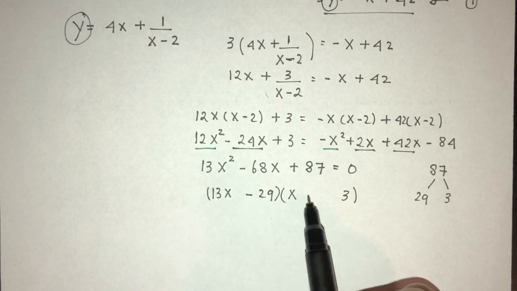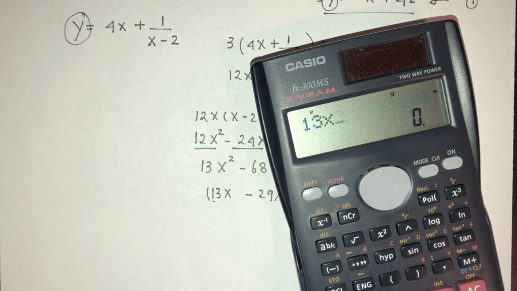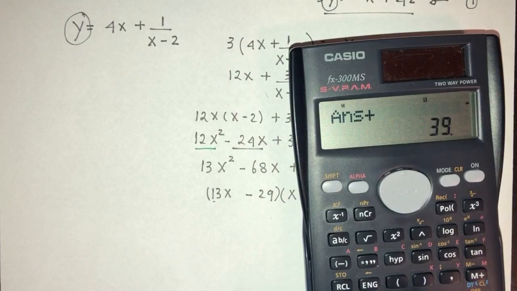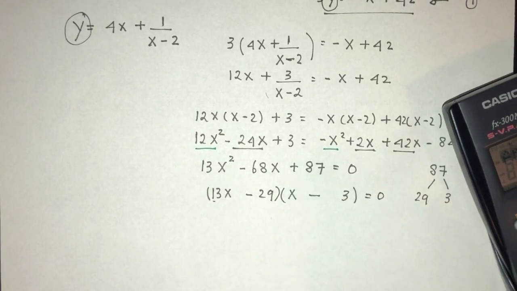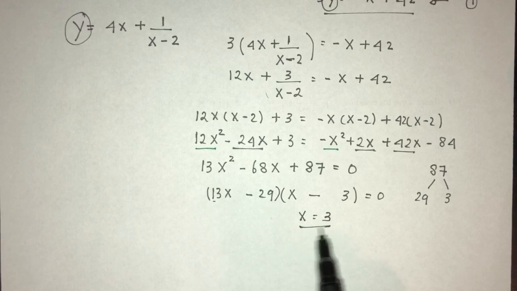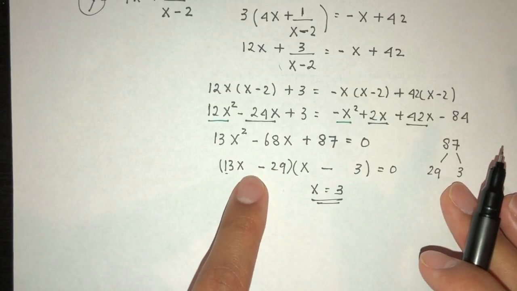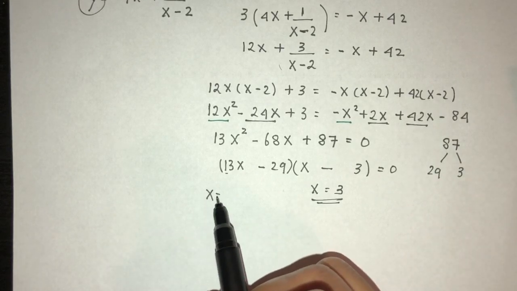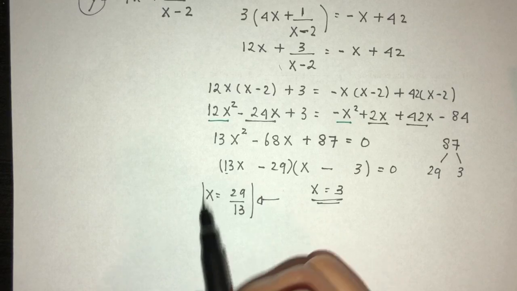So 13 times 3 plus 29, that should be 68. So that is a good factorization. So basically the value of x is equal to 3, which matches the first value of x. Now for this one, x will be equal to 29 over 13. This is your answer for part 2.